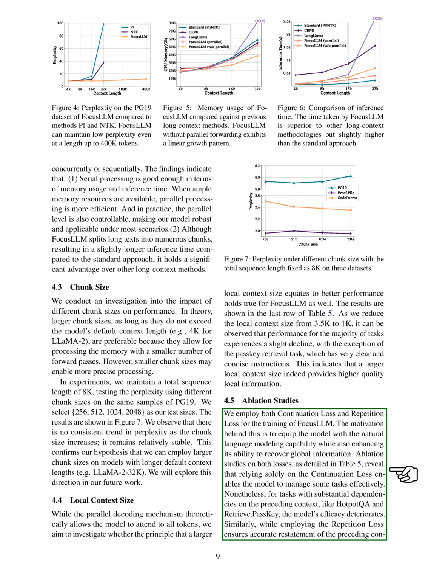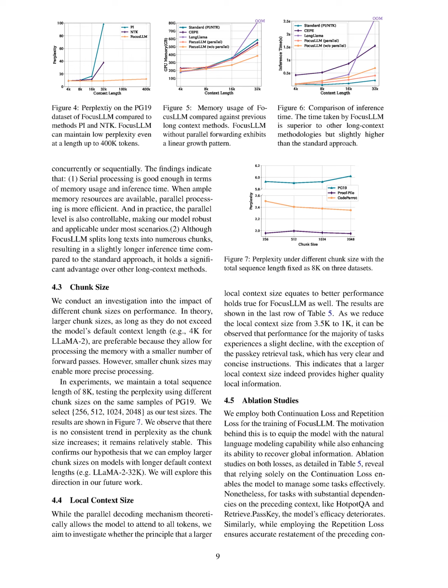Finally, we use both continuation loss and repetition loss in training FocusLLM to enhance its natural language modeling and global information recovery capabilities. Our ablation studies reveal that while continuation loss alone can handle some tasks, it struggles with those that depend heavily on prior context. Similarly, repetition loss ensures accurate restatement but lacks generalizability for generating new tokens. Thus, using both loss functions together is essential for improving FocusLLM's performance and generalizability.